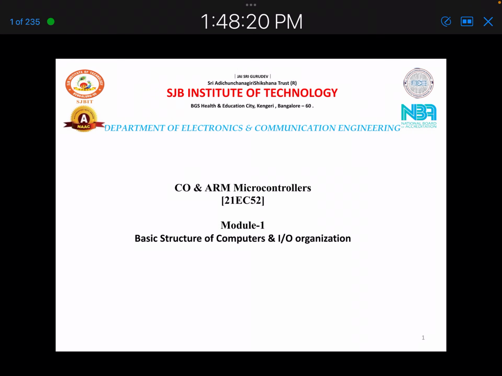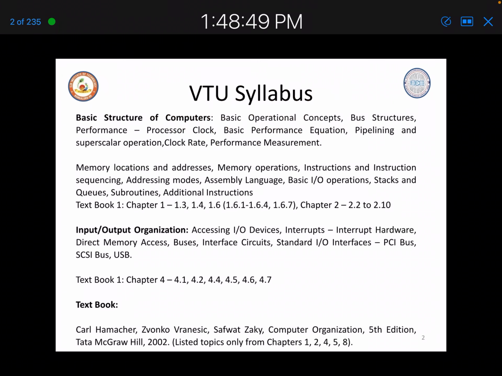In this session, you are going to learn about the CO and ARM microcontroller subject, which is for the 5th semester. And in that, the first module we'll be starting with is about the basic structure of computers and I/O organization. Here in this subject you have both CO and ARM microcontrollers. CO is about 2 modules, computer organization, and ARM microcontroller is about 3 modules.